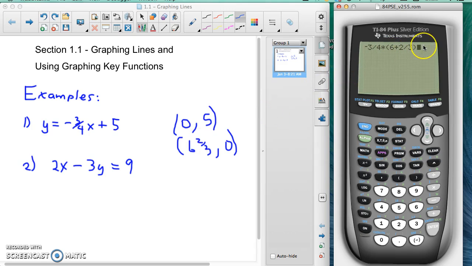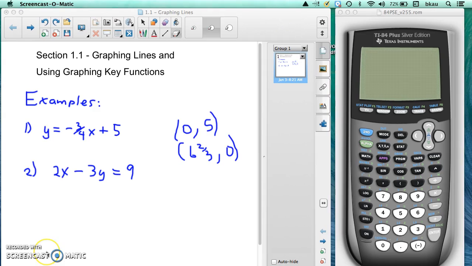So if we do that and then we say plus 5, we should get 0 here. And we do. We get 0. So that is the correct answer there. Okay, now let's take a look at the second example here.